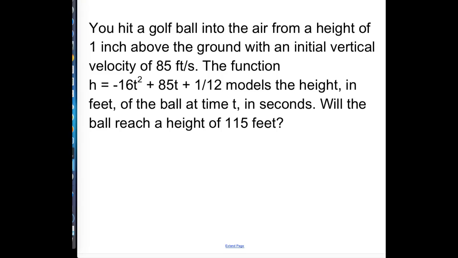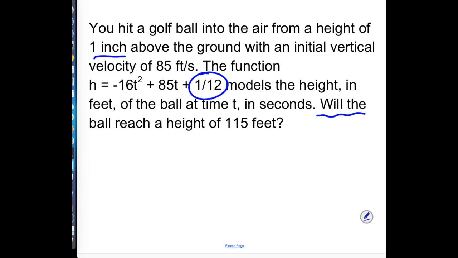It says it's hit into the air from a height of 1 inch above the ground. Why would it be off the ground 1 inch? Because of the t, okay? Has an initial velocity of 85 feet per second. It says the function h equals negative 16t squared plus 85t plus 1/12 models the height in feet of the ball at time t in seconds. So h is height, t is time. The height is in feet. Can you see why they put a 1/12 in here when they told us it was starting 1 inch off the ground? 1 inch is a 1/12 of a foot, okay? That's where that's coming from.